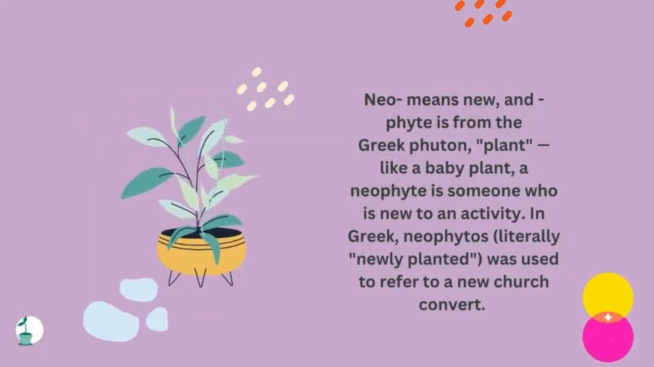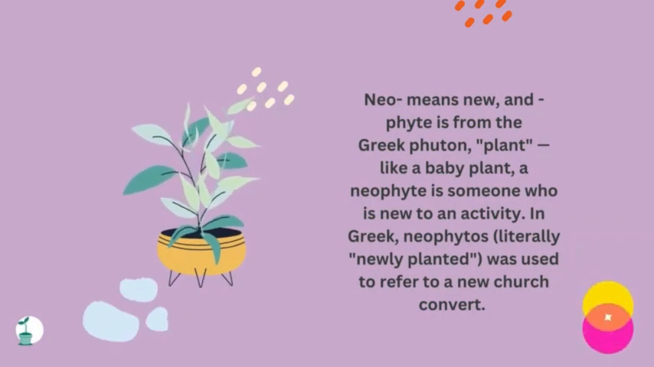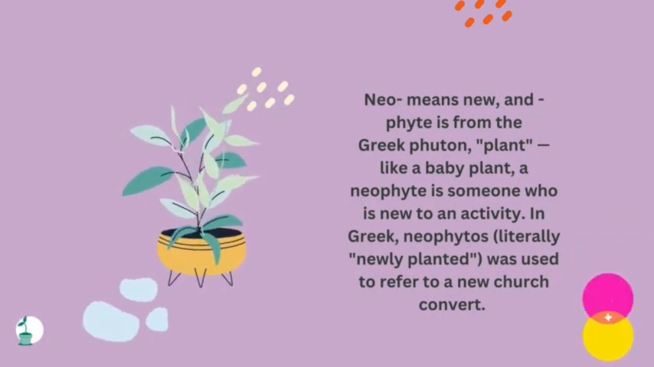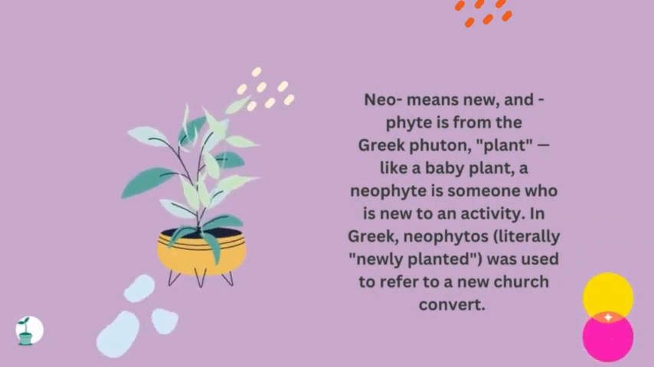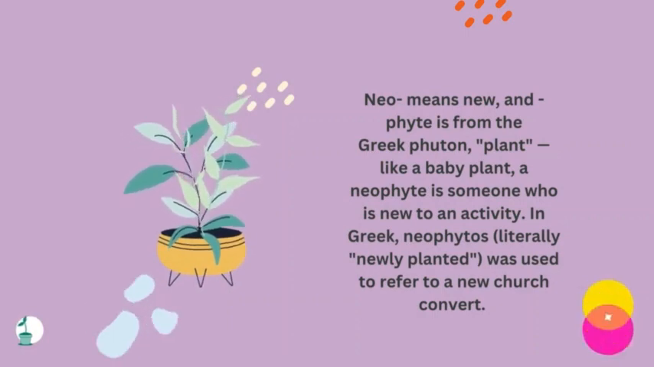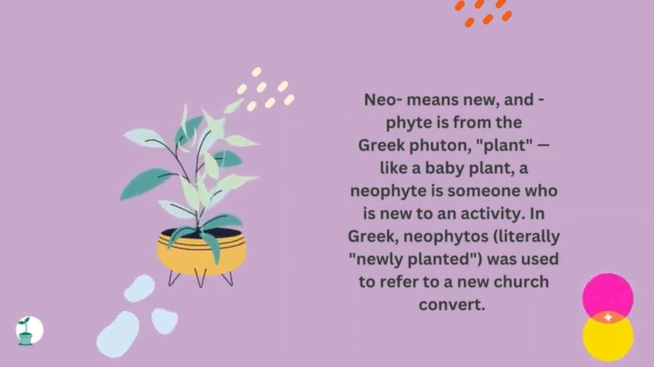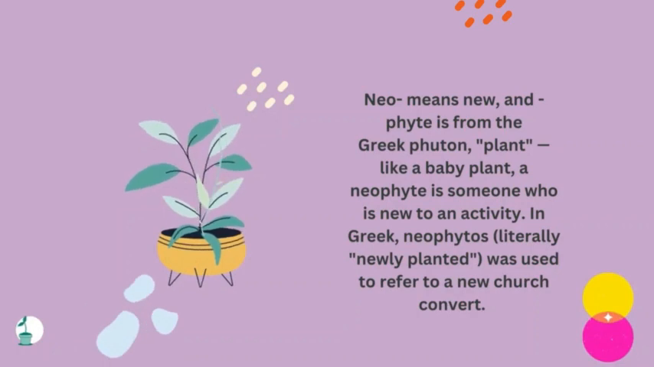Neo means new, and phyte is from the Greek phyton, plant, like a baby plant, and neophyte is someone who is new to an activity. In Greek, neophytos, literally newly planted, was used to refer to a new church convert.